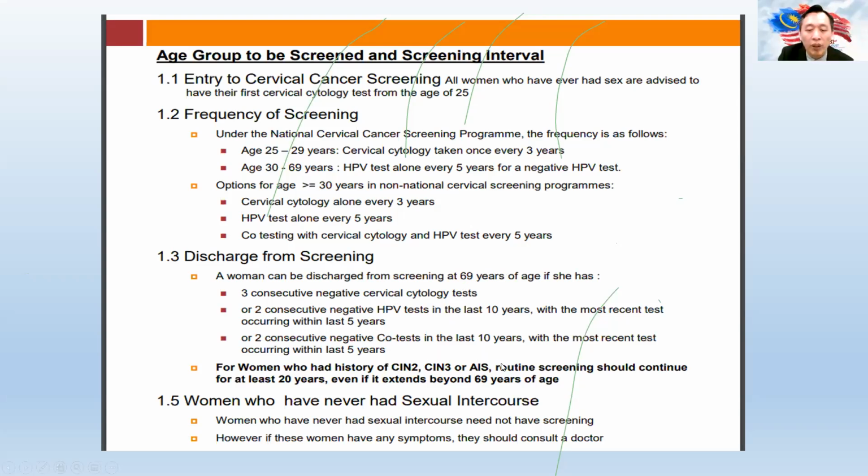You can discharge them if they have 3 consecutive negative cytology, if they're above 69 years old, or they have 2 consecutive negative HPV tests in the last 10 years, or if they have a negative co-test for the last 10 years. All right, if there's CIN1, CIN2, CIN3, and AIS, then you should continue follow-up for the next 20 years. Women who have never had sexual intercourse don't need to engage in the screening.